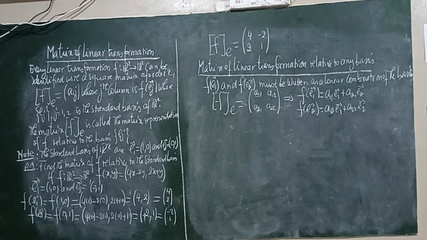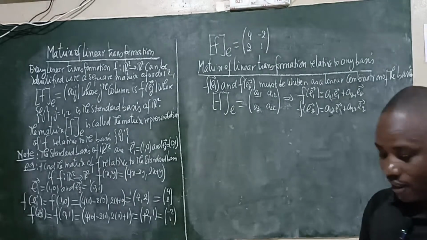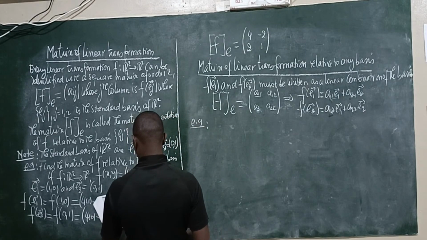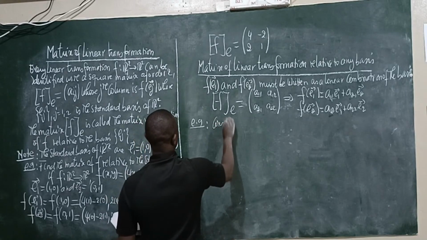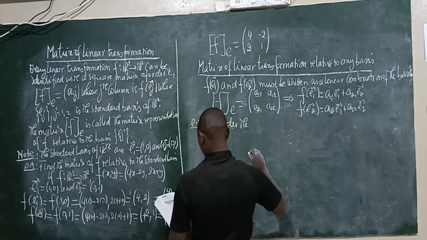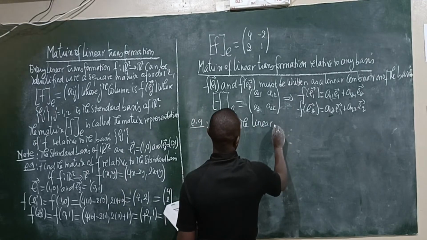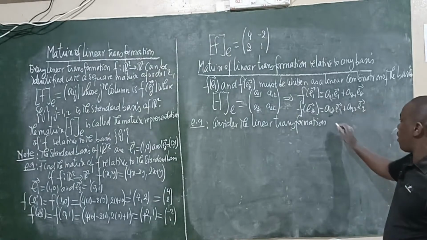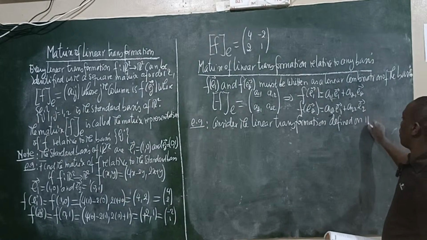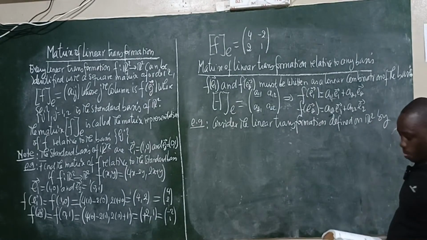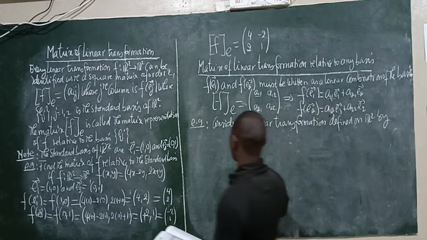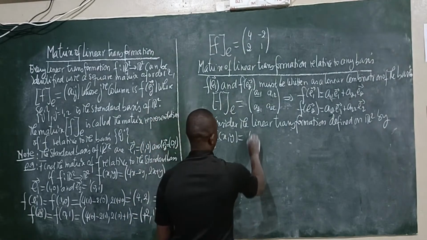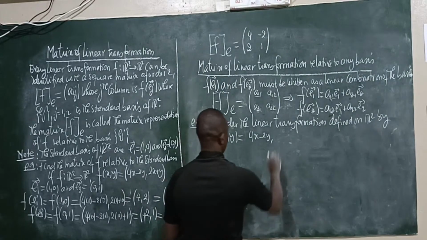Okay, let's have a simple example. Consider the linear transformation defined on R2 by f of (x, y) equal to (4x minus 2y, 2x plus y).